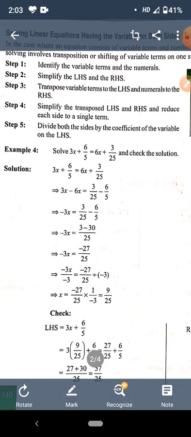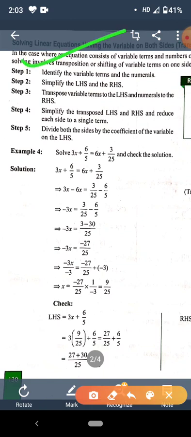Just look at step number 1. Identify the variable terms and numerals. Firstly, identify the variable terms. Here you can see the variable terms in this question, 3x and 6x, and numerals are 6 by 5, 3 by 25. This is the first step.